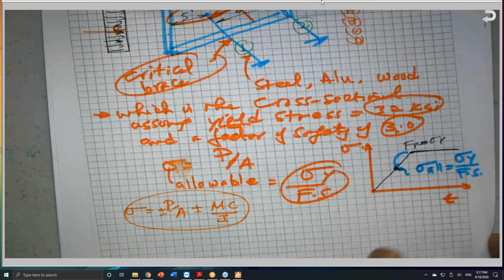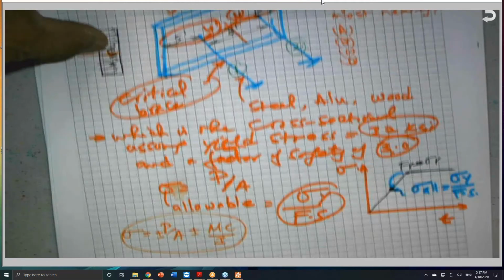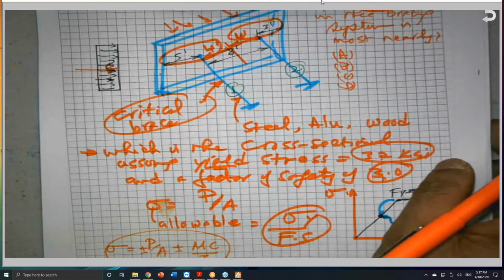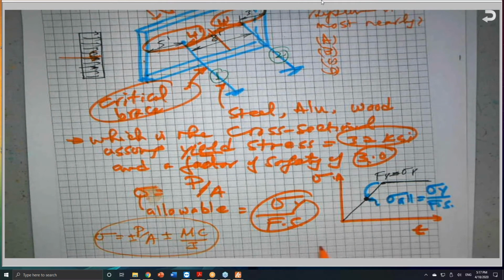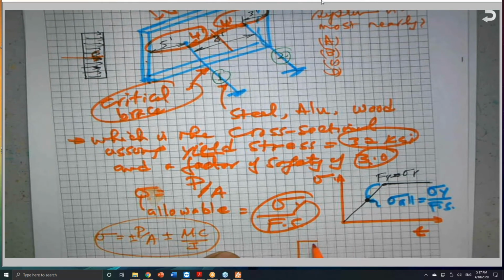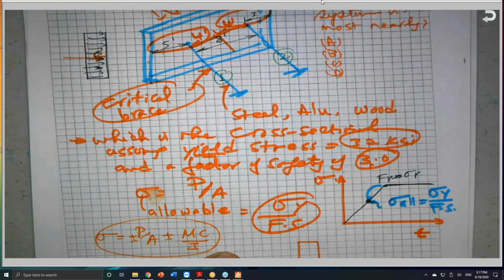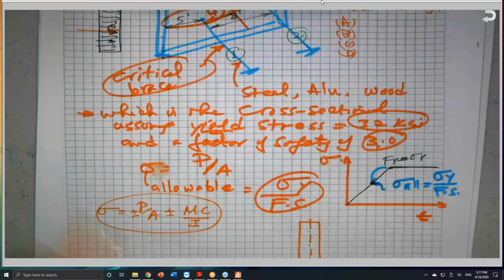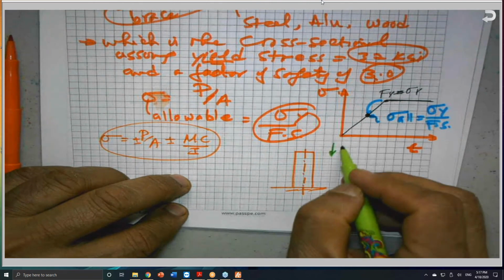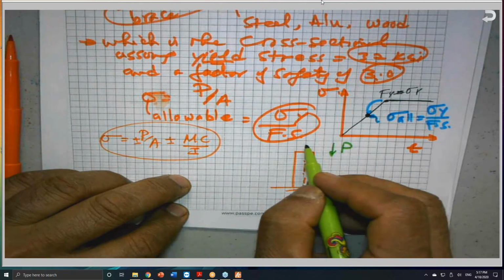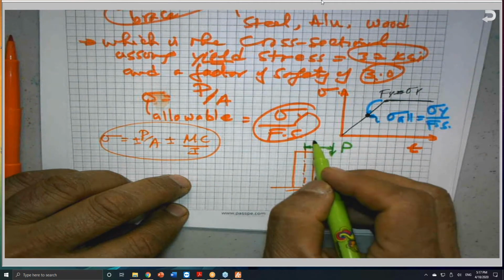I will assume this is axial and apply the equation straight. Why would eccentricity occur? Eccentricity will occur if the load is off the centroidal axis of the member. This is the centroidal axis of the member, like that. And if the load is off center, like this P, we call this eccentricity E.